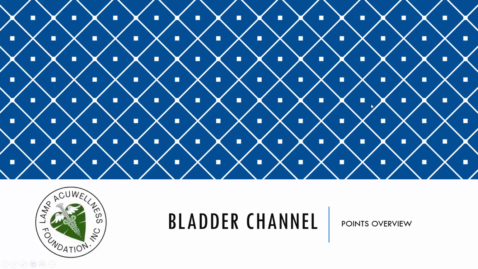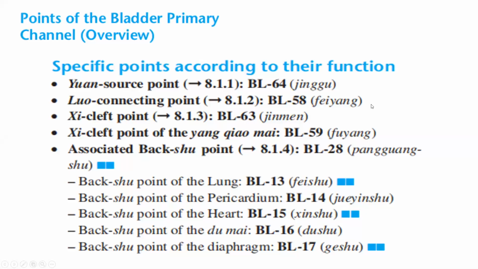Let's discuss the bladder channel points overview. Specific points according to their function. Yuan source point, bladder 64. Luo-connecting point, bladder 58. Qi point, bladder 63. Qi point of the Yang Qiaomai, bladder 59.